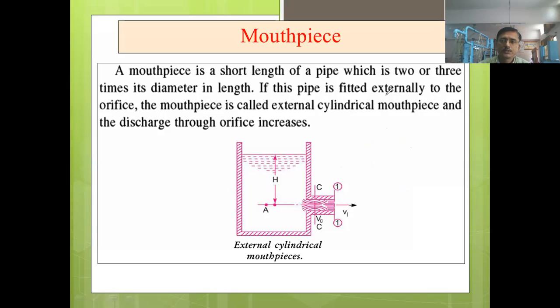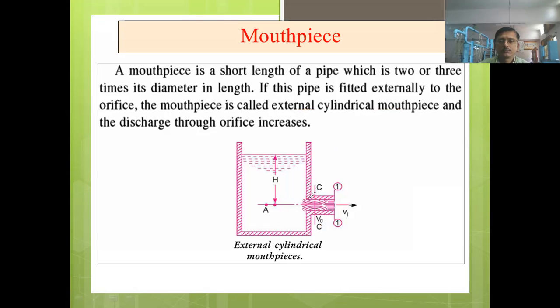If the pipe is fitted externally, जर हा pipe बाहेरून बसवला असेल, then we call this mouthpiece an external cylindrical mouthpiece, and the discharge through the orifice increases. जर असा बसवला असेल तर त्या केसमध्ये काय होतं, अशा टाइपच्या जो माउथपीस आहे त्याला काय नाव दिलेलं आहे, it is called the external cylindrical mouthpiece. Why is it called cylindrical? Because pipes are generally cylindrical in nature, and depending upon the shape we have different types that we will see on the next slide. And the discharge increases. जसे external लावला असेल तर त्या केसमध्ये discharge through this tank it increases.